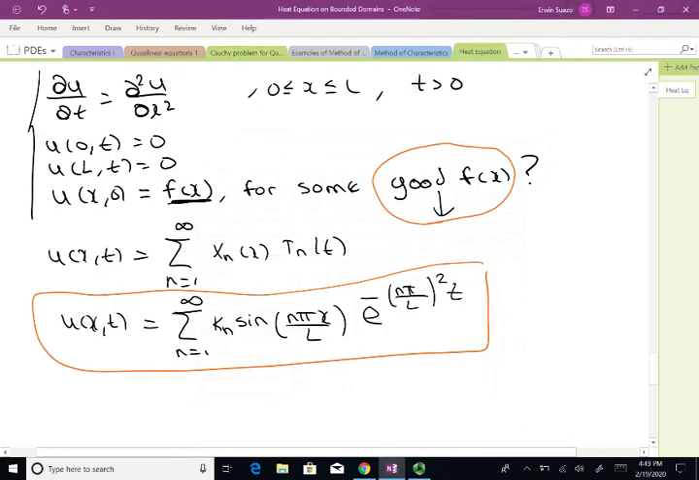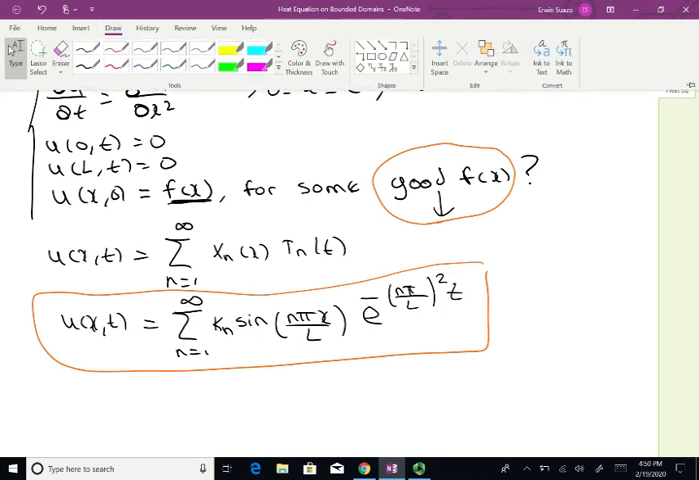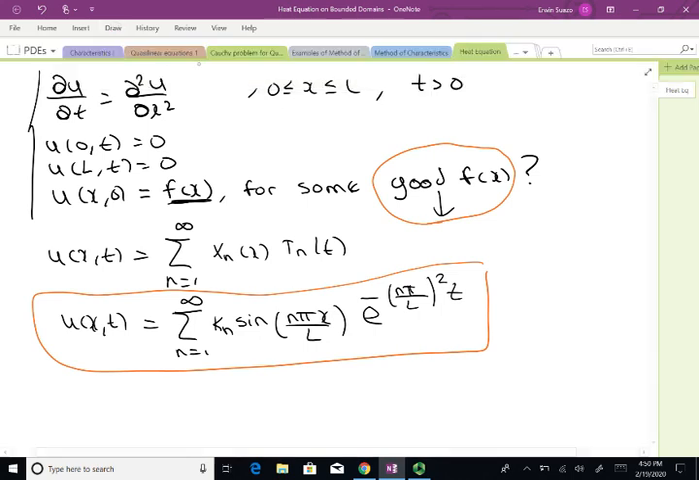Hi, in this video we are going to discuss how we can verify that the solution of the wave equation given in this form is really a solution of the heat equation.